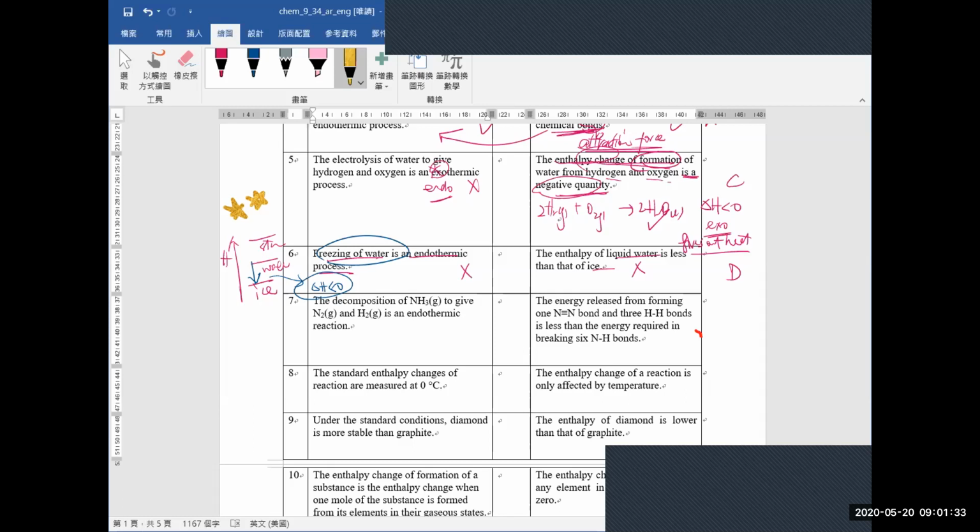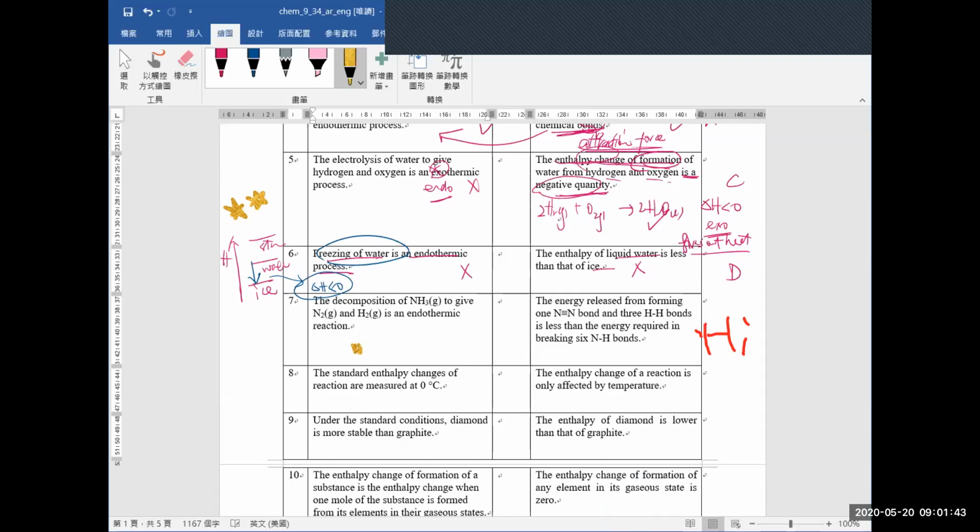Lê Dân Kiệt, where are you? Could you please tell me your thoughts? Now, first of all, do you know the equation for the decomposition of ammonia? So what is that equation? Ammonia to form N2 and H2. Have you ever seen a similar equation before?